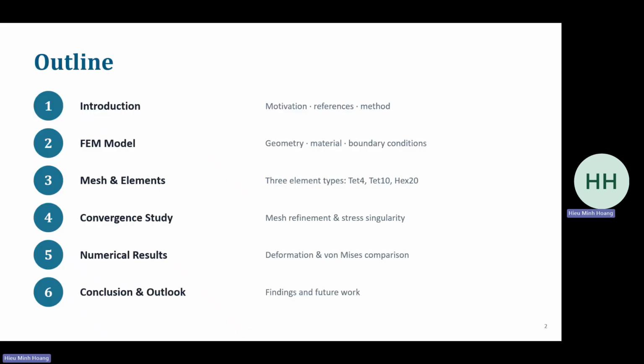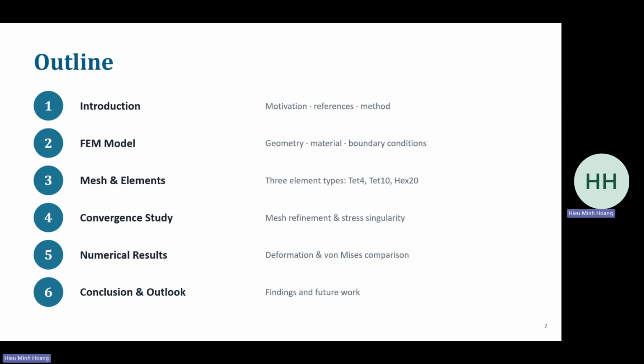Here is the outline of my presentation. First, the introduction, motivation, and methods. Second, the finite element methods model. Third, the math and the three element types. Fourth, the convergence study. Fifth, the numerical results. And finally, the conclusion and future works.